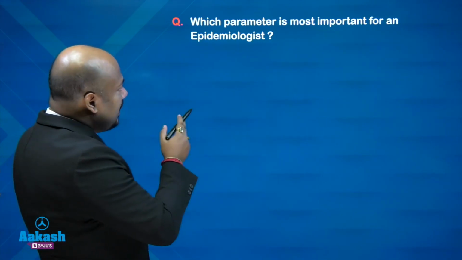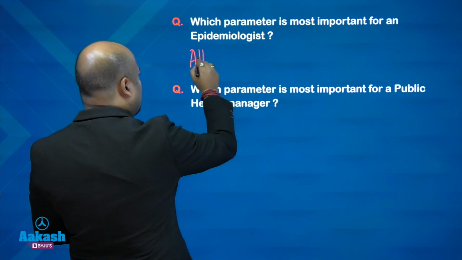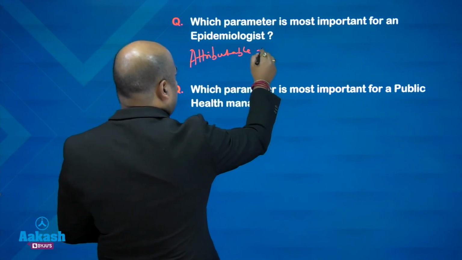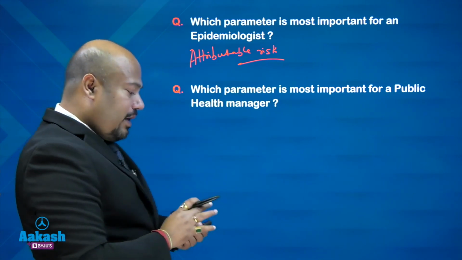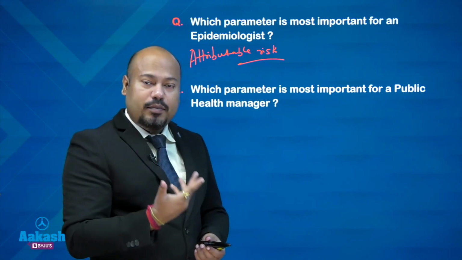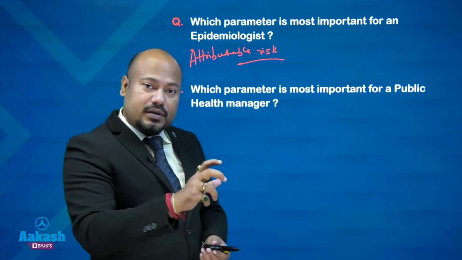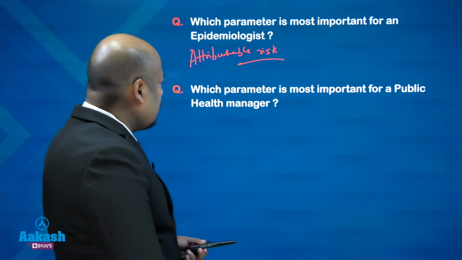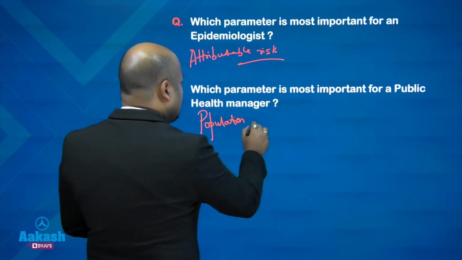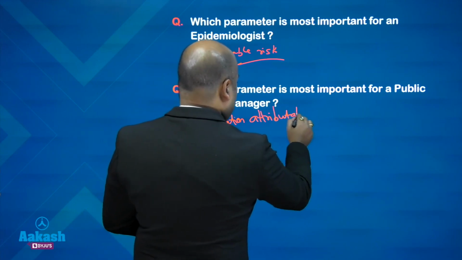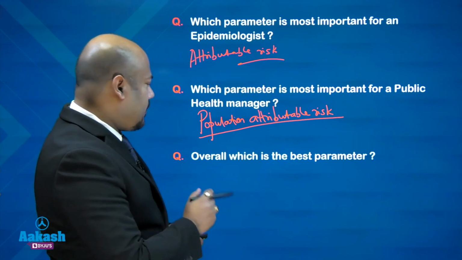Which parameter is most important for an epidemiologist? Answer is attributable risk. And which parameter is most important for a public health manager? See, what does a public health manager do? A public health manager will try to implement a public health program, and his program is based on the fact that if you eliminate a particular risk factor, by how much the disease incidence in the population will be reduced. So it will be the population attributable risk.